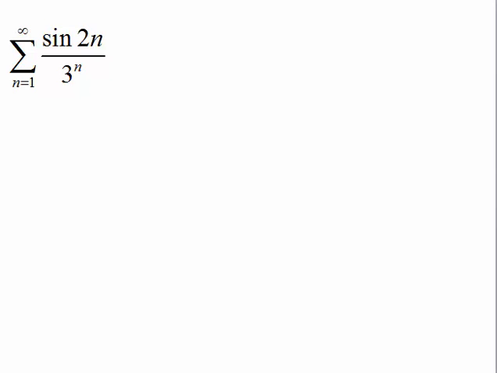Here we have a series, and with this trig function we know that the values of sine are going to range between -1 and 1, but it's not going to go term by term, because if I put a 1 in here I have the sine of 2, then I have the sine of the next one I put in here with the 2, the sine of 4, and so forth.